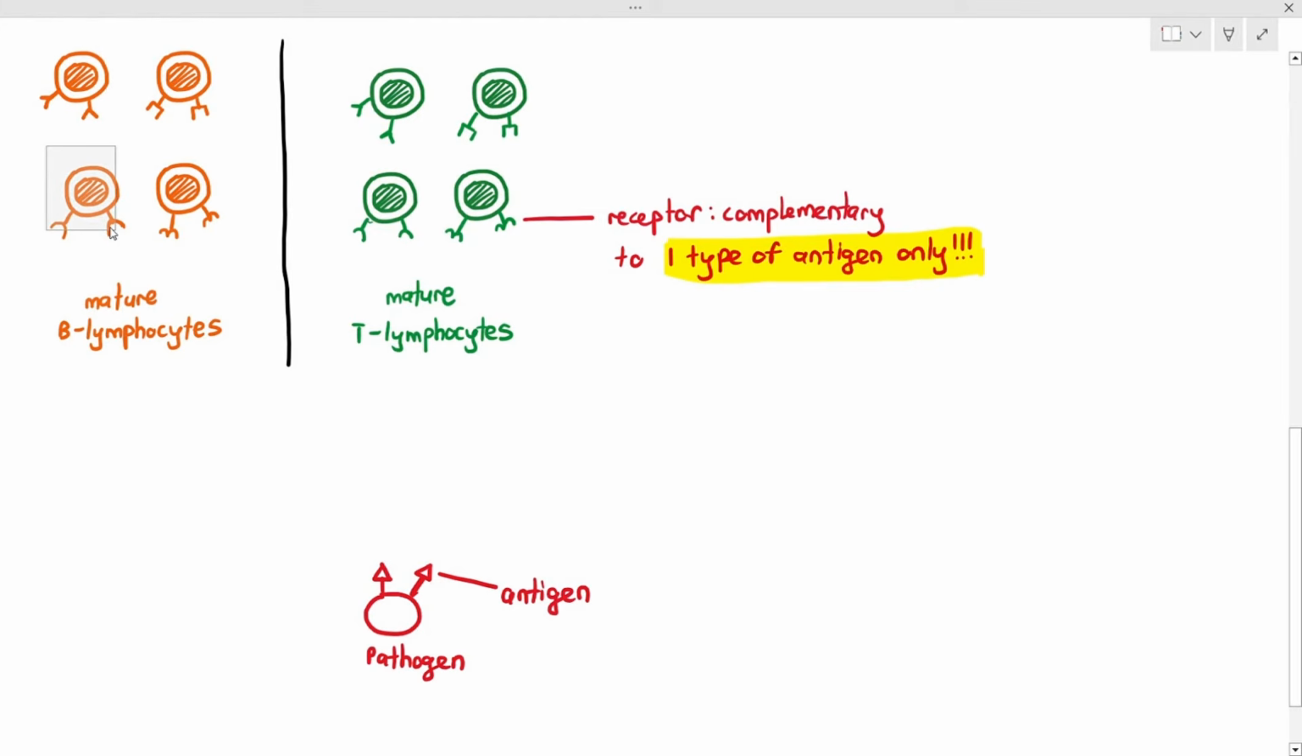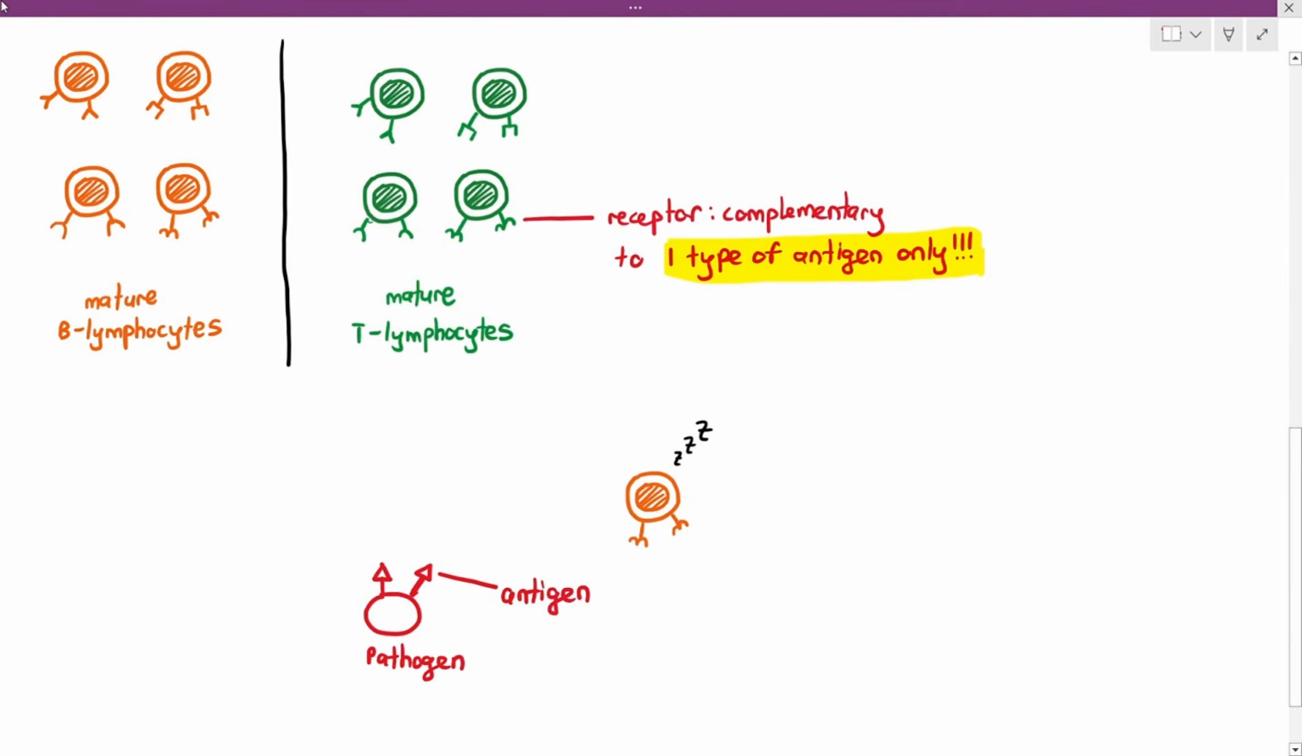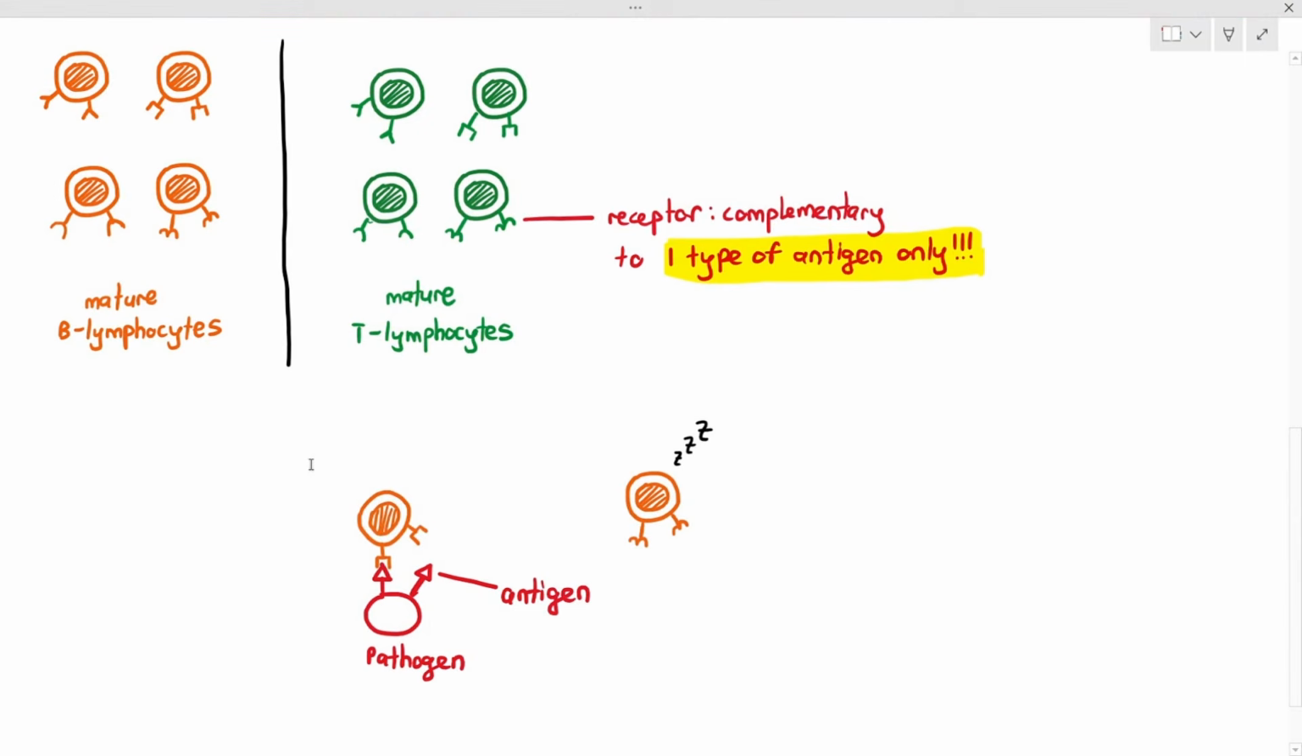For example, I'm drawing out one lymphocyte here, as you can see. Notice the shape of the receptor on the lymphocyte and the shape of the antigen. They are not complementary. So that lymphocyte will not react at all. In fact, it will lie dormant, as I'm showing you here, it's sleeping. Second lymphocyte, is the receptor complementary? No. So they will not respond. Third lymphocyte, again, not complementary to the antigens at all, thus they will not respond.